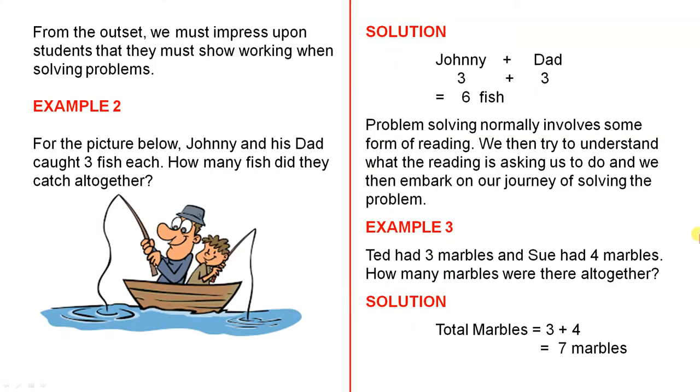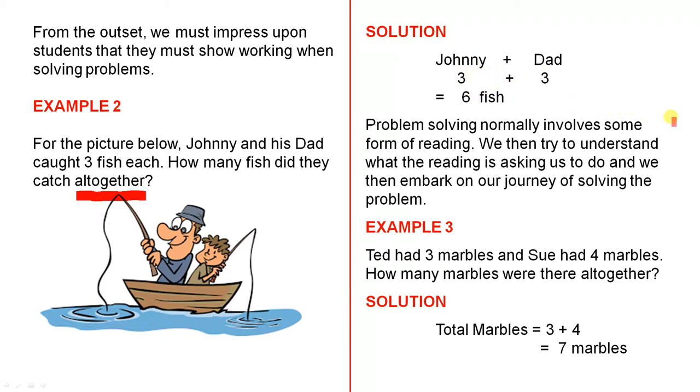From the outset, we must impress upon students that they must show working when solving problems. Example 2. For the picture below, Johnny and his dad caught 3 fish each. How many fish did they catch altogether? The solution: if we put Johnny plus dad, when it says altogether, just show the students that here we have addition, that is, we're adding or there's a sum involved. So if they caught 3 fish each, so 3 for Johnny and 3 for Dad, 3 plus 3 is 6 fish.